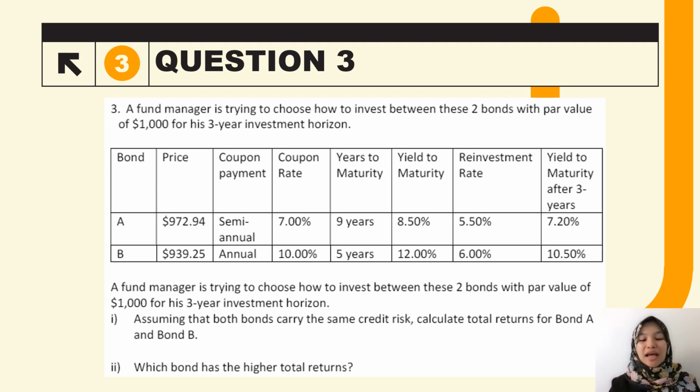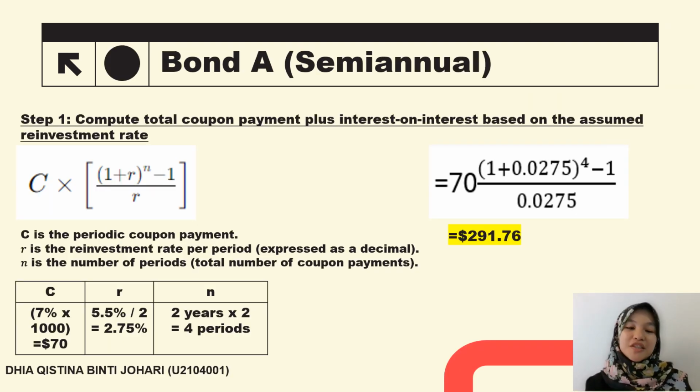So here it asks to calculate the total returns for bond A and bond B, and the second question is which bond has a higher total return. So now to tackle the first question, I'll be starting the calculation with bond A semi-annual.